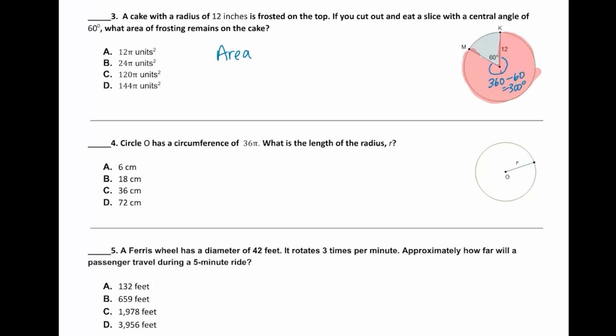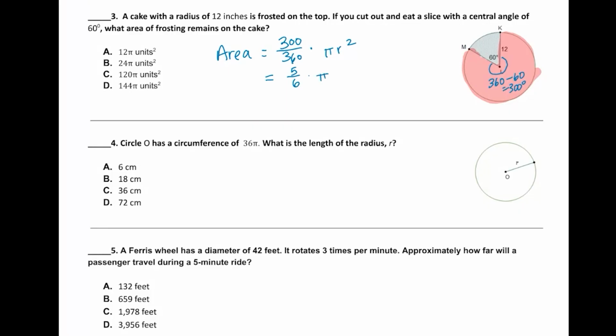So the area of that red shaded region, which is the remaining frosting on the cake, would be 300 over 360, so we get that fraction of the overall area, not the full area, times the area formula pi r squared, where in this case r is 12. So 300 over 360 will reduce to 5/6, and you don't really need to do that, but I think it's helpful in trying to think about how much of the circle you are actually finding the area of. We're finding 5/6 of it.